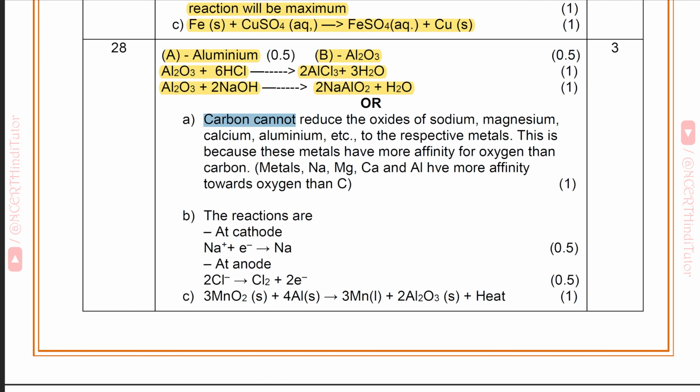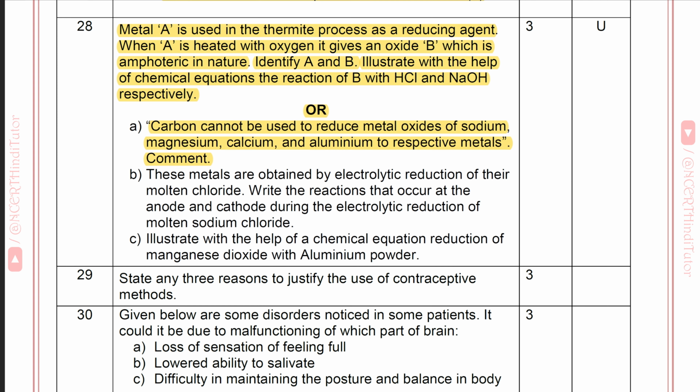Answer. Carbon cannot reduce the oxides of sodium, magnesium, calcium, aluminium, etc. to the respective metals. This is because these metals have more affinity for oxygen than carbon. Metals sodium, magnesium, calcium and aluminium have more affinity towards oxygen than C, that is carbon. B. These metals are obtained by electrolytic reduction of their molten chloride.